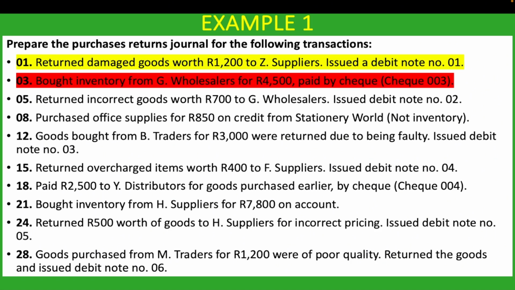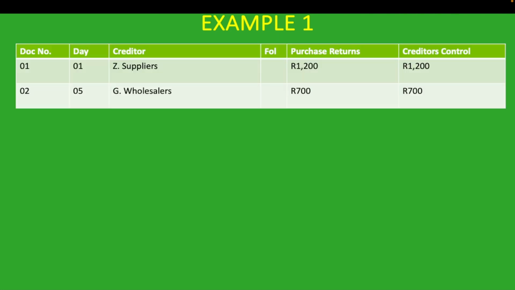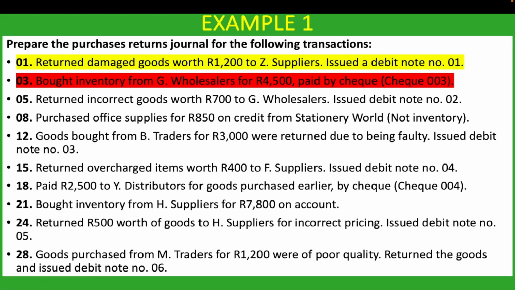Alright, so whether we returned damaged goods, incorrect goods, or oversupply of goods that we did not need, whatever the case is, as long as we return, we are reducing how much we owe our supplier, and in this case it's G Wholesalers. And so that's exactly how it's going to look. Document number, which we were given 02, and this was made easier by giving it to us in sequence, so you already know what the answers are. Okay, but you have to think logically why it goes here or why it doesn't go here. And then the day is 05, the creditor, and the amount 700 Rand. Very easy to do. Okay, so let's highlight that one.